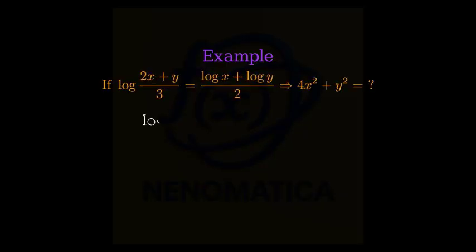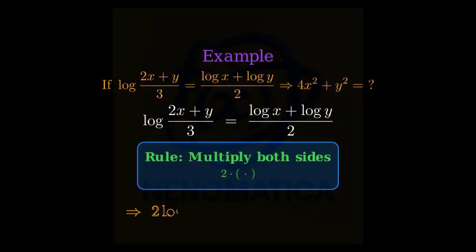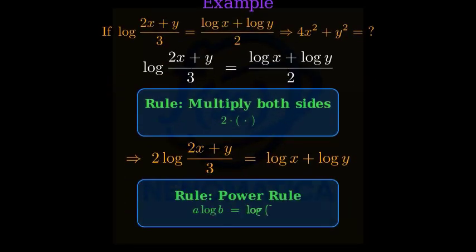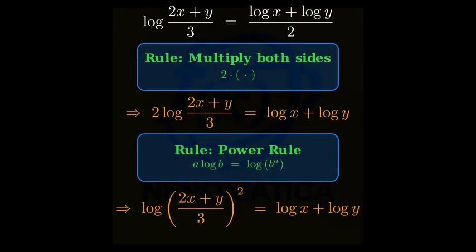Step 1. Start with the given equation exactly as written. Step 2. Multiply both sides by 2. Then write the result. Step 3. Use the power rule. A times log of b equals log of b to the power a. Now move the 2 inside the logarithm as an exponent.